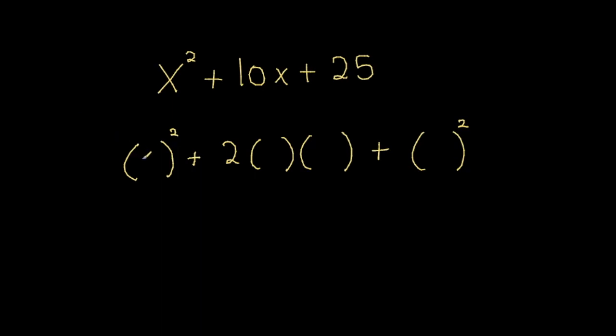All right, so now let's ask ourselves our two questions. The first question is, are there two things that are being squared? Well, I see something that's being squared. There's an x that's being squared, so I'm going to put an x over here.